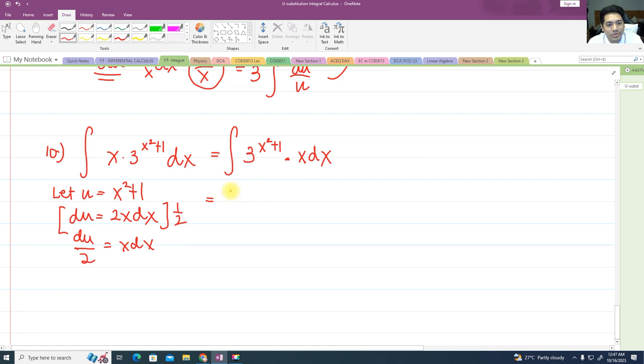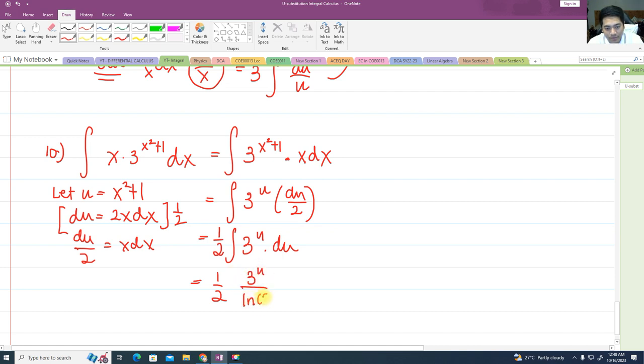So I can substitute. We have 3 raised to u, since x squared plus 1 becomes u, and x dx is du all over 2. Factoring out the constant 1/2. If you haven't watched my video about the constant rule or the basic rules, you must definitely watch it. So you have 3 raised to u du. This is a simple formula for getting the integral of this. So that becomes 1/2, looking at the formula, of course, 3 raised to u all over ln of 3.